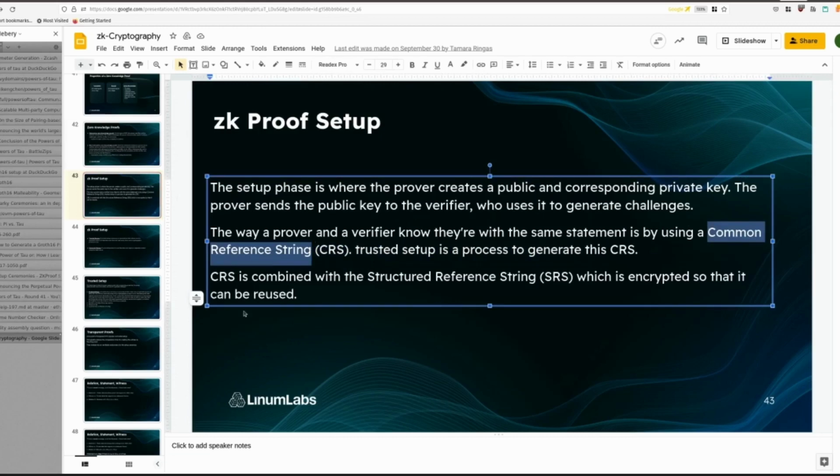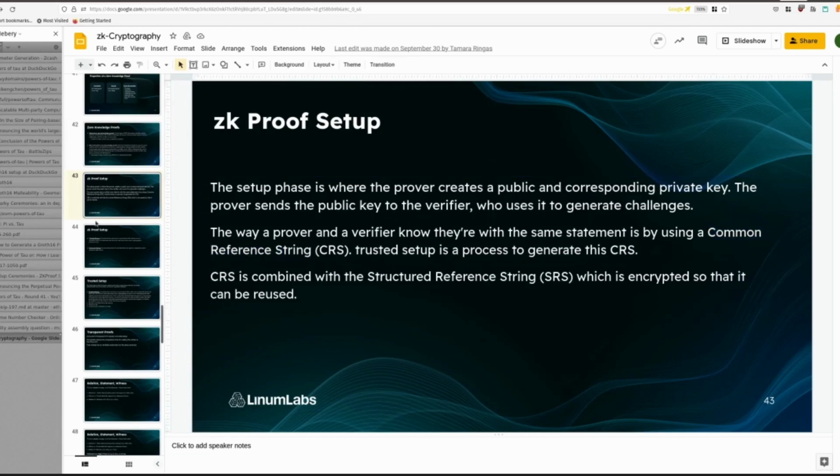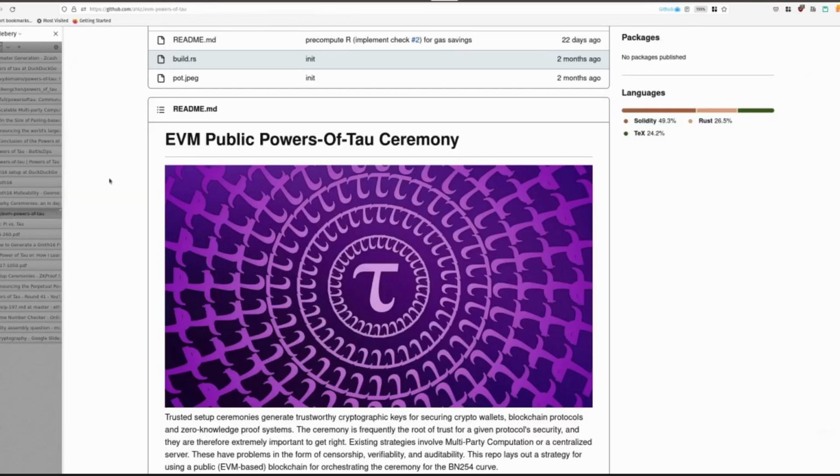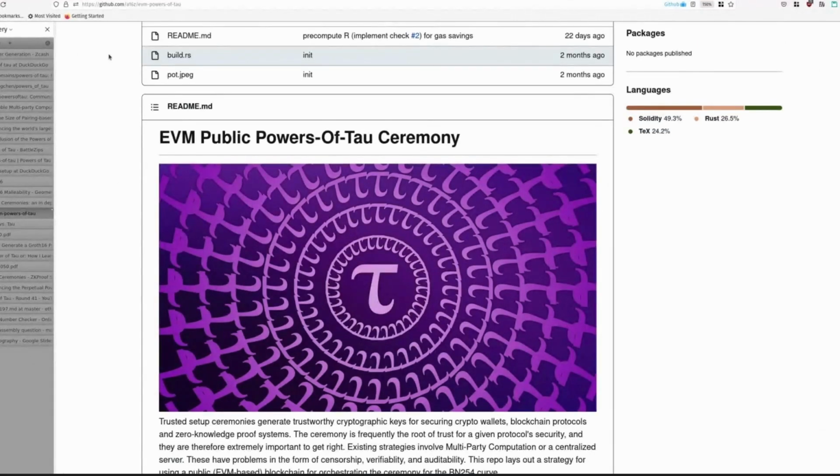Cool. So the particular implementation of powers of Tau that we will be looking at today is done by A16Z in this repository. We find it very elegant, and it's in Solidity, so it works.